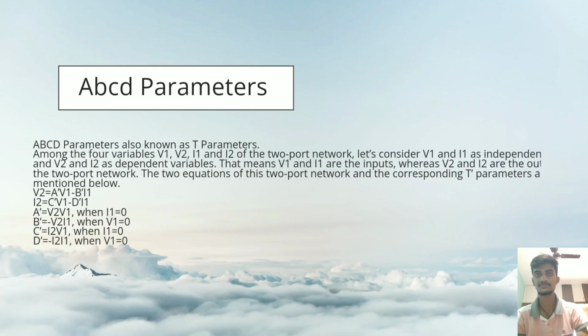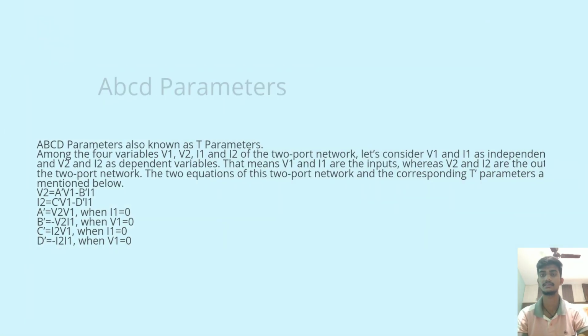V2 is equal to A dash V1 minus B dash I2. I2 is equal to C dash V1 minus D dash I1. That means by equating these two equations, we get A dash is equal to V2 divided by V1 when I1 is equal to 0. B dash is equal to V2 divided by I1 when V1 is equal to 0. C dash is equal to I2 divided by V1 when I1 is equal to 0. D dash is equal to I2 divided by I1 when V1 is equal to 0. These are the main parameters or conditions required for ABCD parameters.